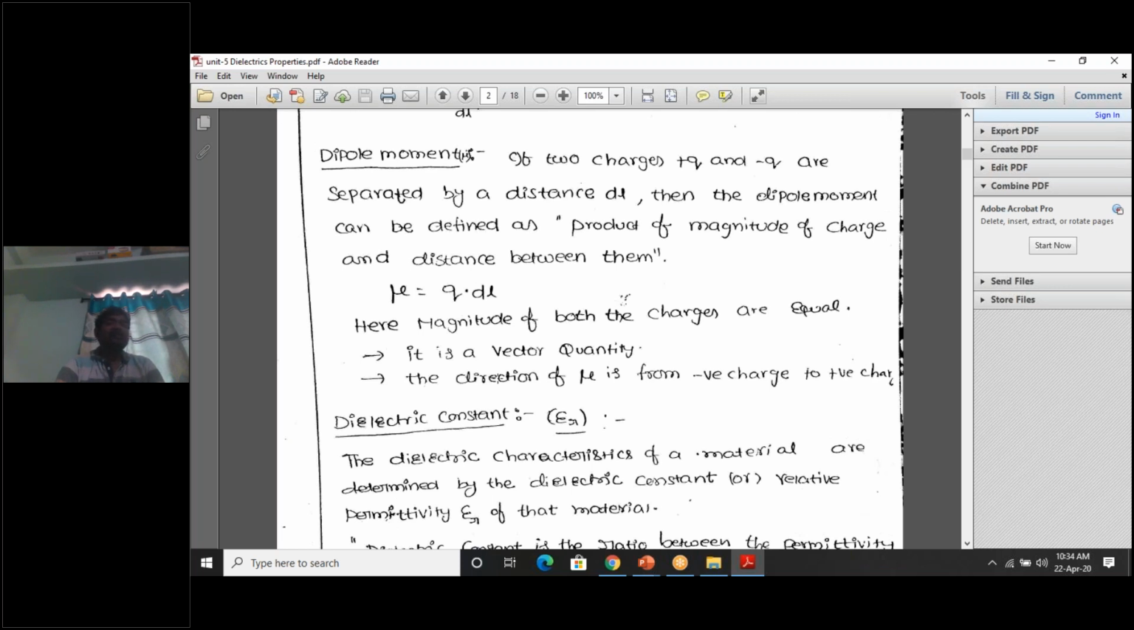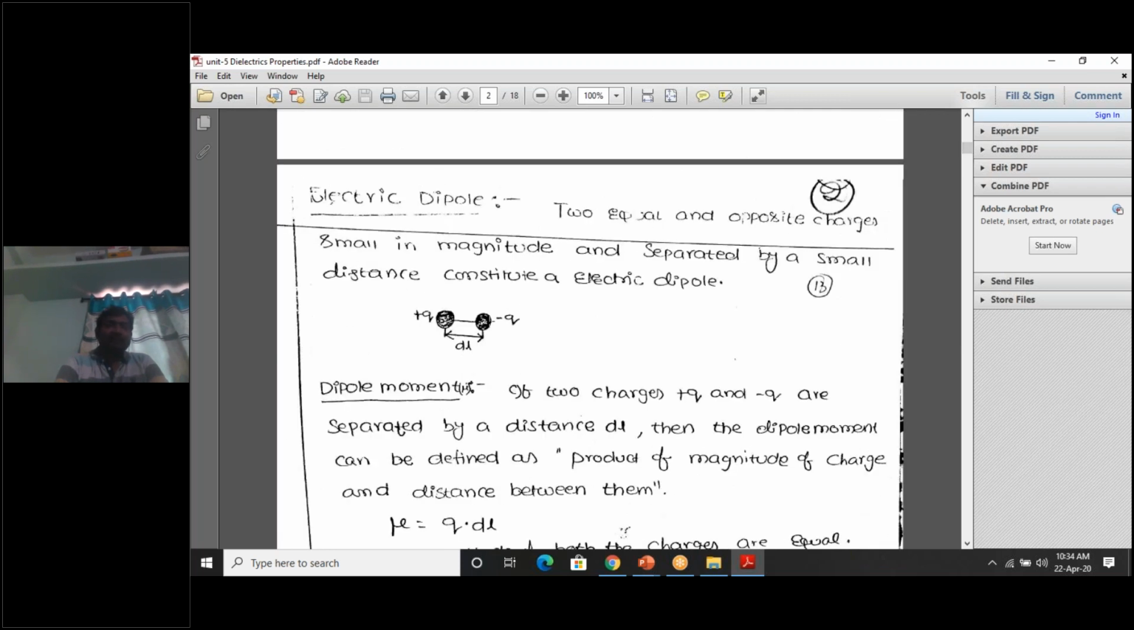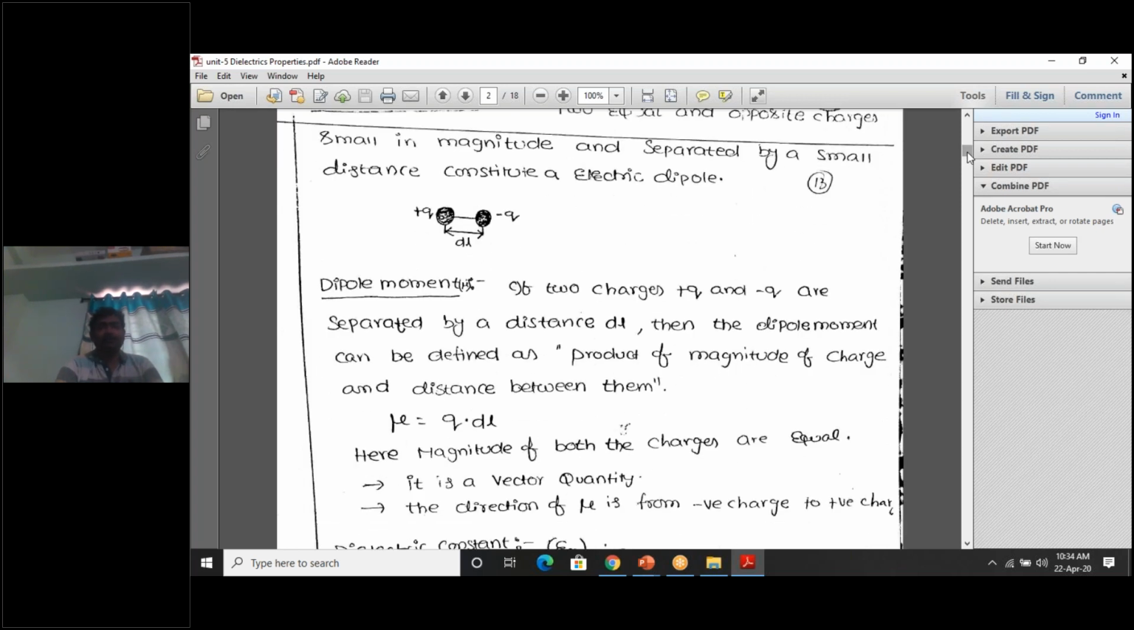But what is the direction? The direction of the dipole moment is always from the negative charge to the positive charge. So these are the two important definitions. Once again, I am revising these two. What is an electric dipole? If two equal and opposite charges, one plus q and the other minus q, are separated by a very small distance, then this arrangement is called an electric dipole.